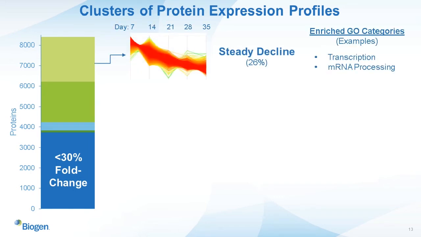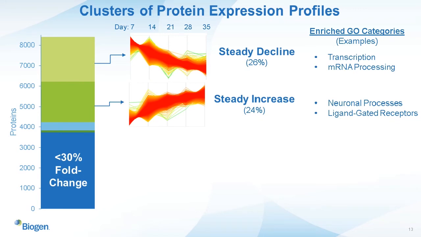If we look into what changes, about 1/4 of the data set shows a fairly steady decline throughout the time course. And when you do a GO-term enrichment of the proteins that are affected and show this trend, they are highly enriched in transcription and mRNA processing processes.